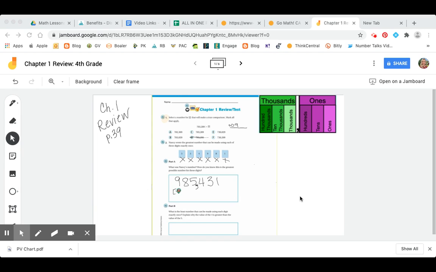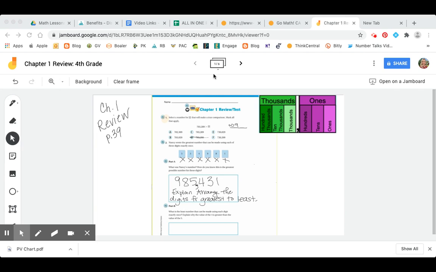Mine was, I arranged the digits in order from greatest to least. Arrange the digits from greatest to least. Okay. Now, I'm not going to do part B because part B is related to part A. So if you followed along for part A, you can do part B. All right, let's move on.